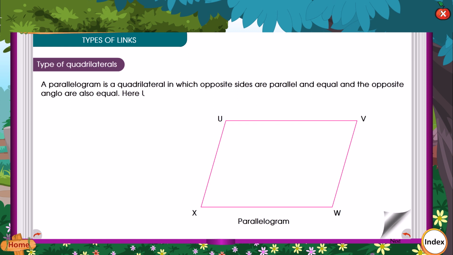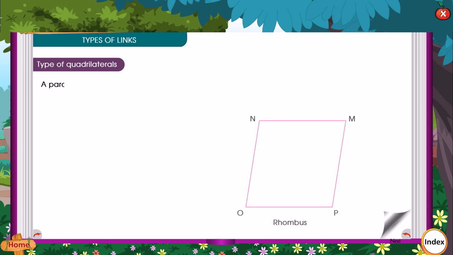Here, UVWX is a parallelogram in which UV is parallel to WX, UX is parallel to VW, UV is equal to XW, UX is equal to VW, angle U is equal to angle W, and angle X is equal to angle V. A parallelogram whose four sides are equal is called a rhombus.